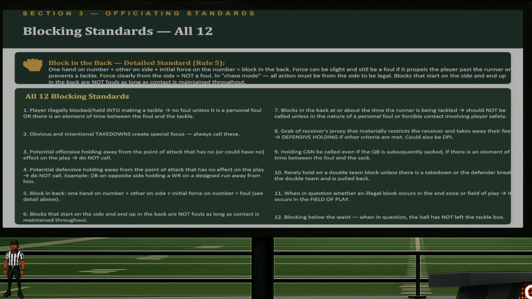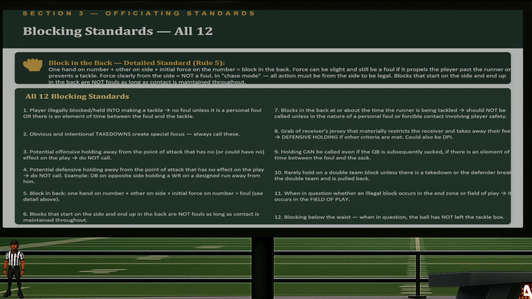The force of the block could be slight and still a foul if the contact propels the player past the runner or prevents the player from making the play. If the force is clearly from the side, it is not a foul. If the blocker is in chase mode, all the action must be from the side to be legal. Standard 6. Blocks that start on the side and subsequently end up in the back are not fouls as long as contact is maintained throughout the block.